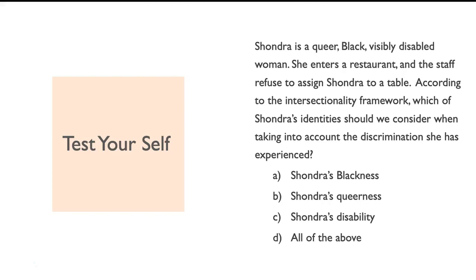So first, Chandra is a queer, Black, visibly disabled woman. She enters a restaurant and the staff refuse to assign Chandra to a table. According to the intersectionality framework, which of Chandra's identities should we consider when taking into account the discrimination she has experienced? A, Chandra's blackness, B, Chandra's queerness, C, Chandra's disability, or D, all of the above? And I'll give you all about a minute to think about it, reread it for yourself, and answer it.